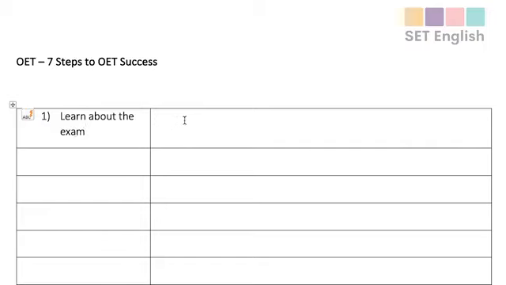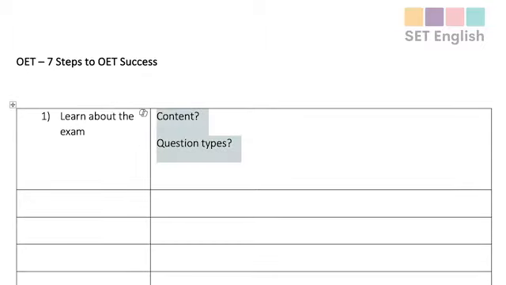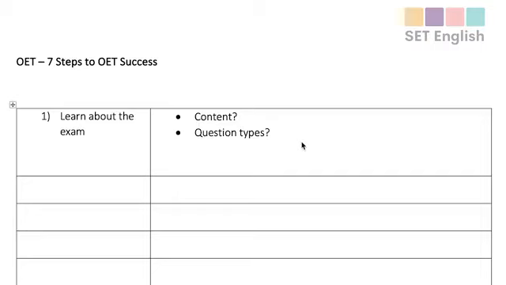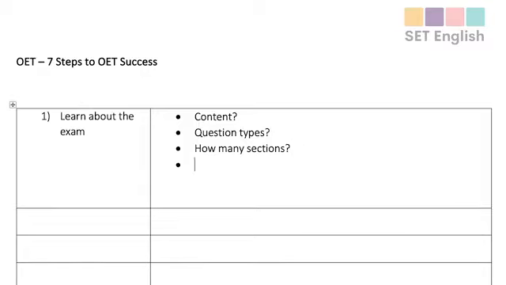How many sections are there? What type of questions are there? What's the content like? You need to know about the exam before you can go on and improve your performance in it. So what's the content? What's the question type? How many sections are there? All of these very, very basic questions. Just learn about the format, the content, about the exam, the timings, for instance.